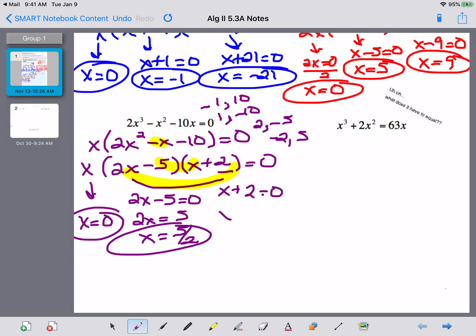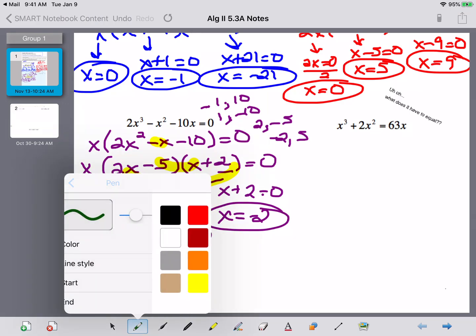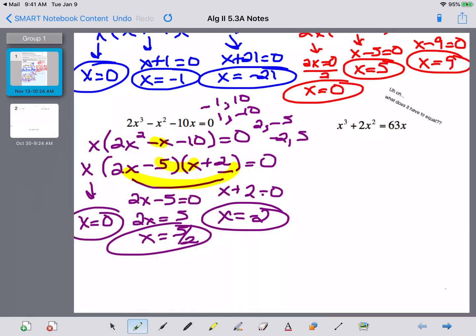And then subtract the 2 over, so x could be negative 2. All right, on our fourth example, notice that we don't have it equal to 0, and we have to have that. So that's my first step. I'm going to subtract the 63x to the other side. So now I have x cubed plus 2x squared minus 63x equaling 0.